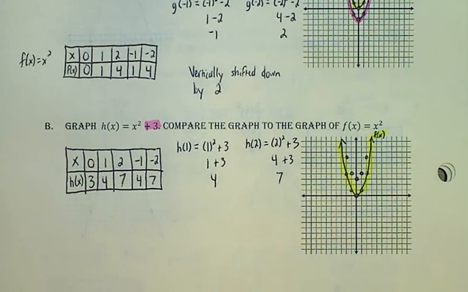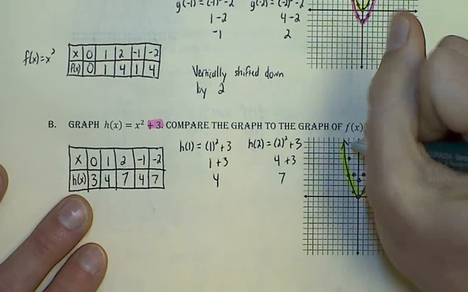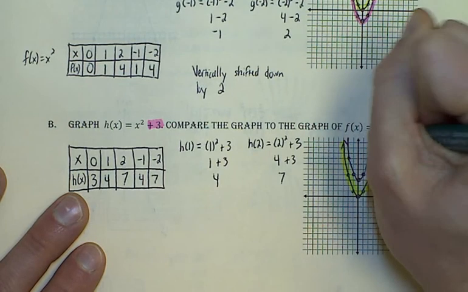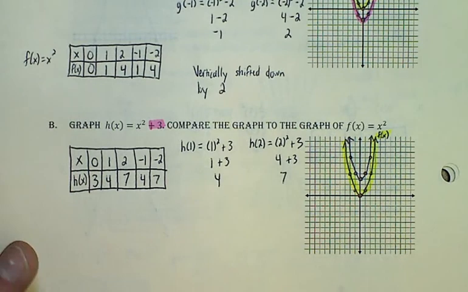Well, now I've got to draw my parabola, excuse me, a smooth curve, as best humanly possible. Draw it in, label it. This is my h of x.